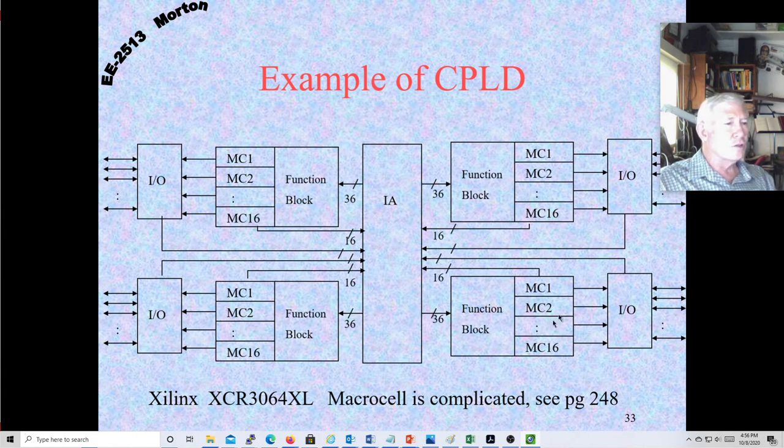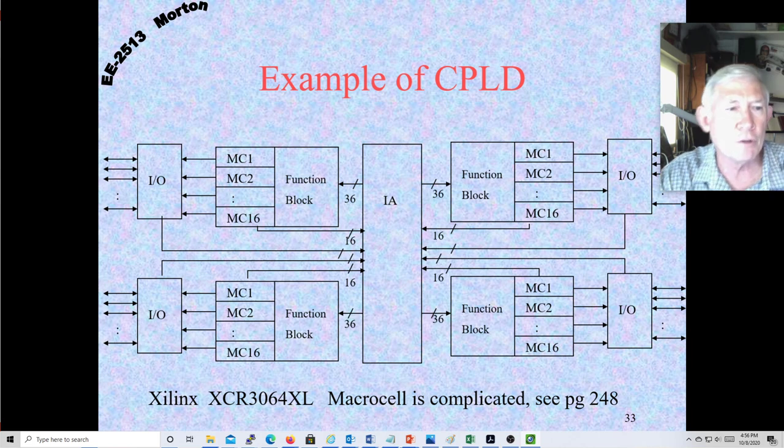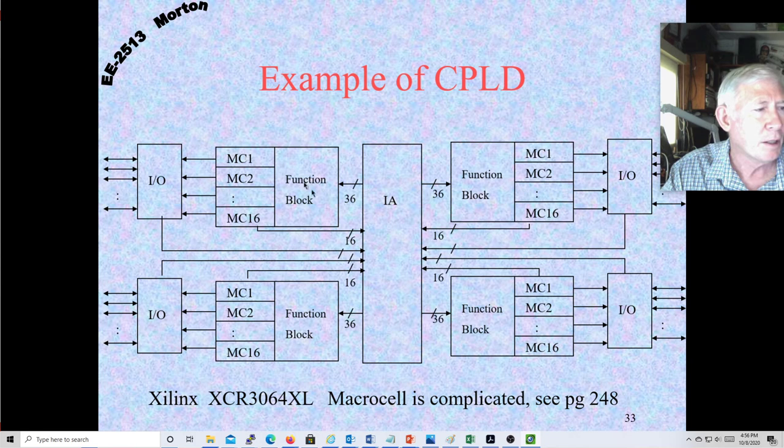It has these groups of function blocks, and each function block has 16 macro cells. All the pins on the chip, and there can usually be quite a few pins, have an I/O block that allows you to program them as an input or an output, to set voltage levels for outputs and inputs, and other things. And then they have this big interconnect matrix, and then this functional block.